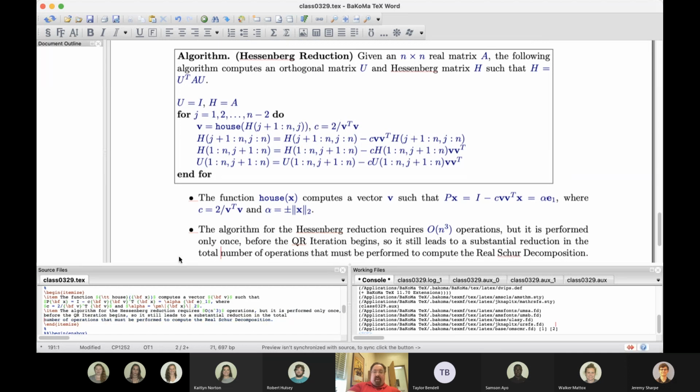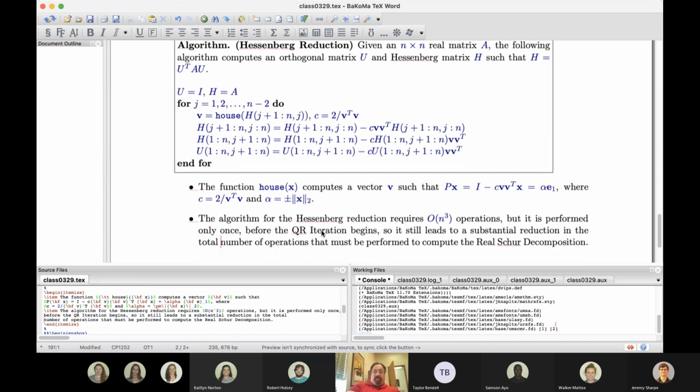Now, this is an expensive algorithm. It's similar in expense to the QR factorization, somewhat more so, because it's applying Householder reflections on the left and right. So it takes order n cubed operations, but it's only performed once before iteration begins. And the rest of the algorithm will take order n cubed operations anyway. So this is an acceptable amount of effort for a pre-processing step, if you will.